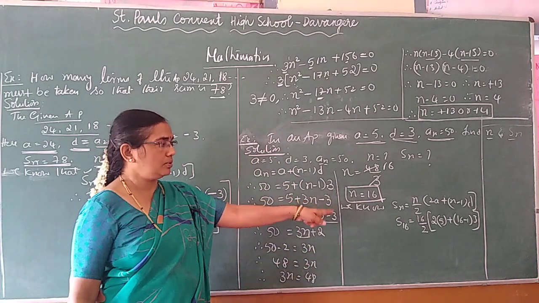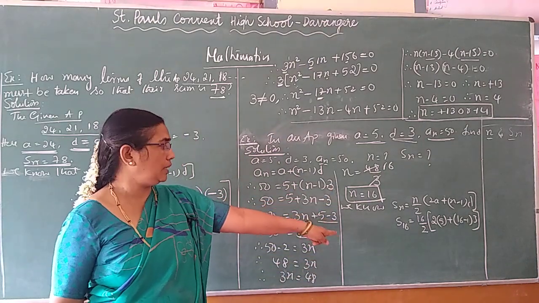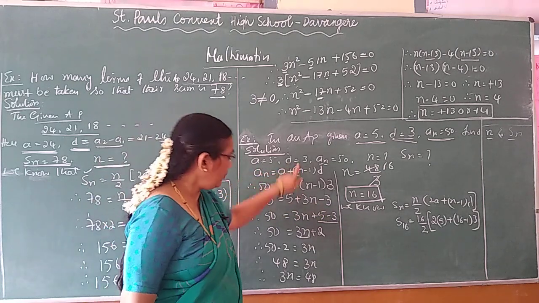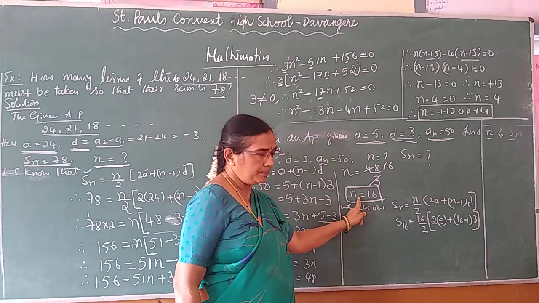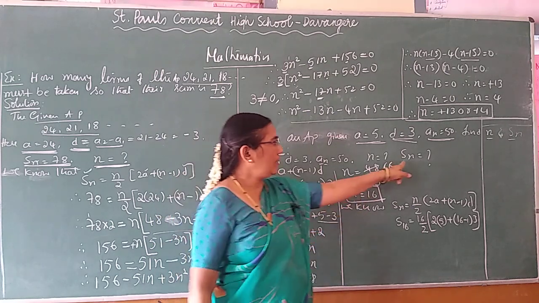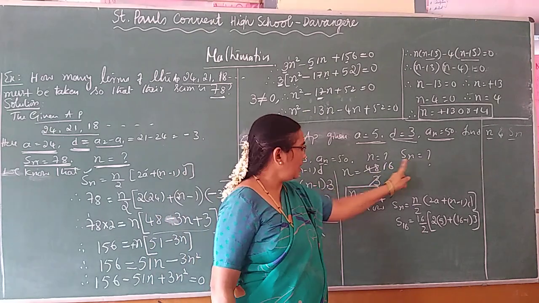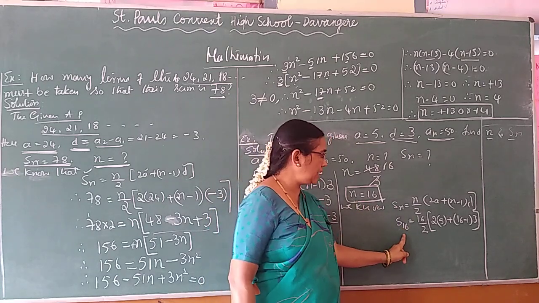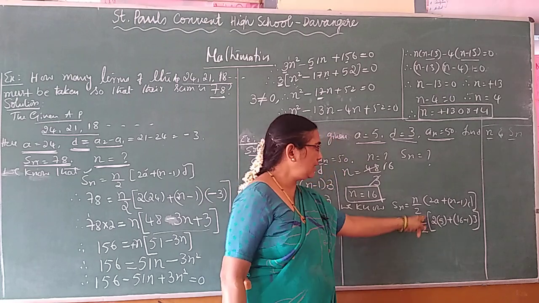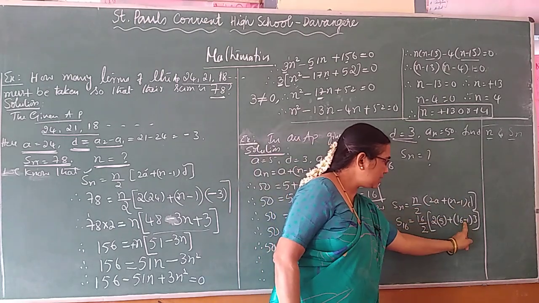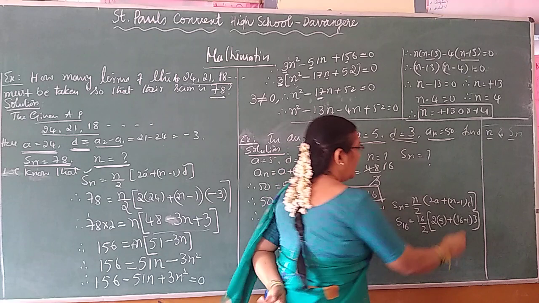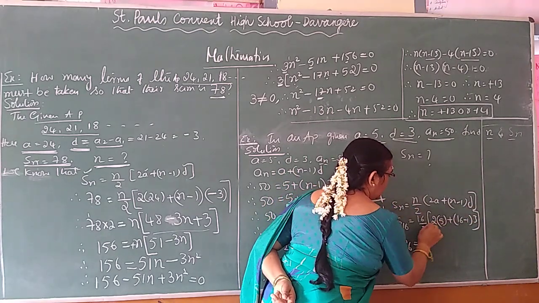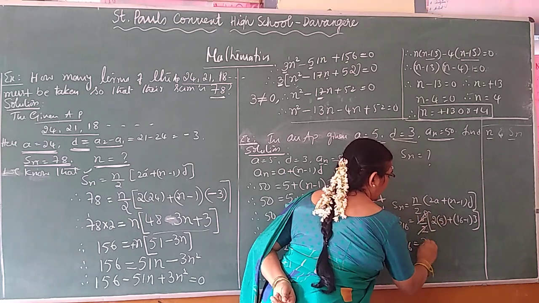See, all the values you have to substitute very carefully because they are given a, they are given d. We find the value of n. So after knowing n, we can find the value of Sn. Therefore, I consider Sn as S16. Therefore, n is 16, a is 5, n is 16, d is 3. Now do the simplification. S16 is equal to 2 ones are 2, 8s are 8.